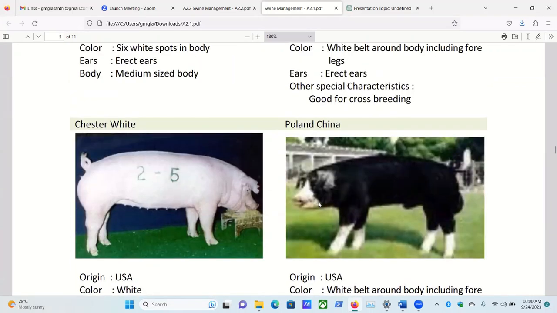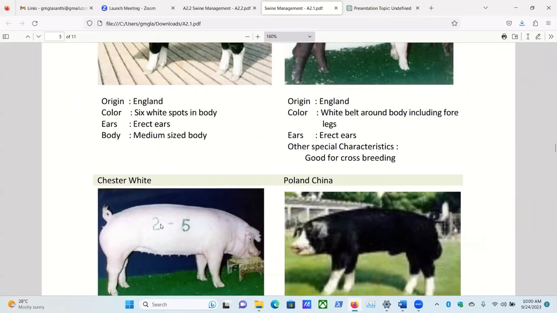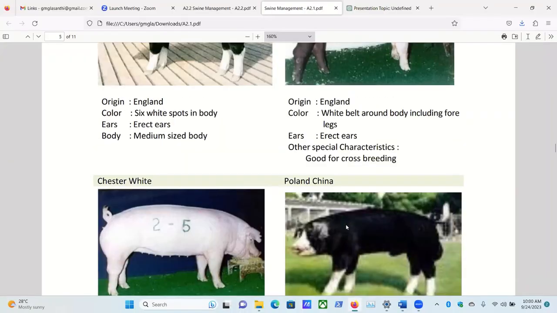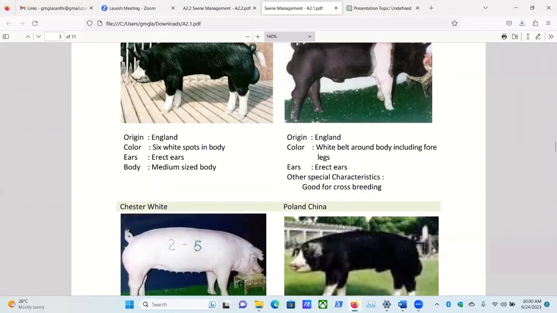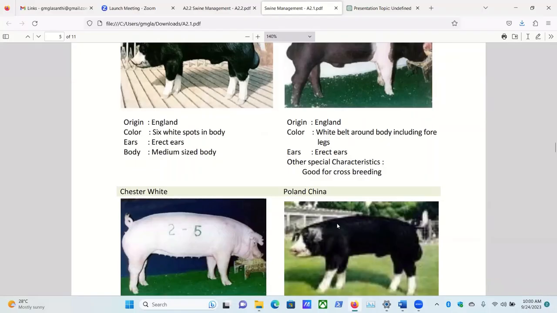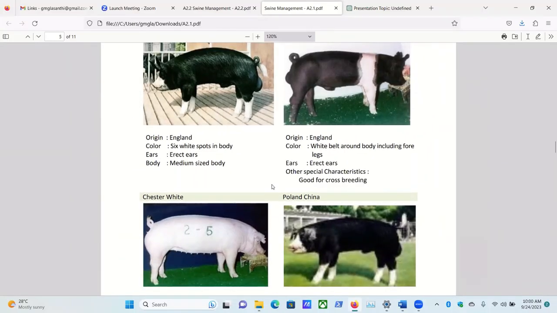Tell me one difference between Berkshire and Poland China. How do you differentiate Berkshire and Poland China by looking at the external body parameters? Can someone tell me how to separate these two? Ears. Yes, very good. From the ears: the Berkshire has erected ears and the Poland China has drooping ears. Very good. That is the only character which is different from each other.